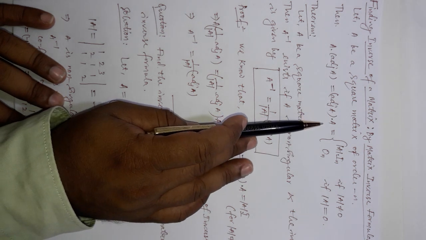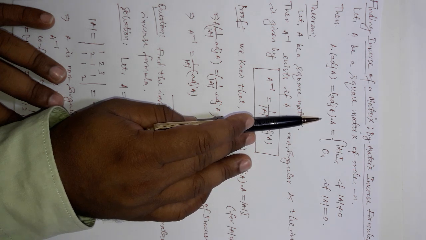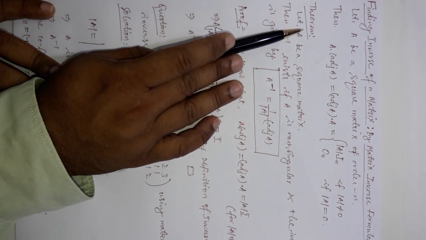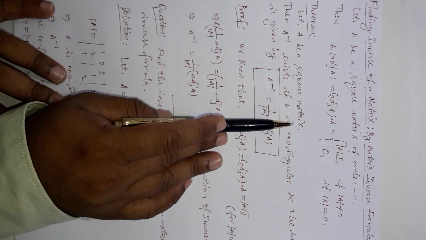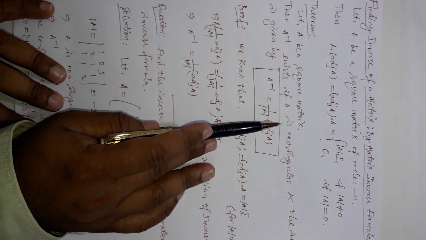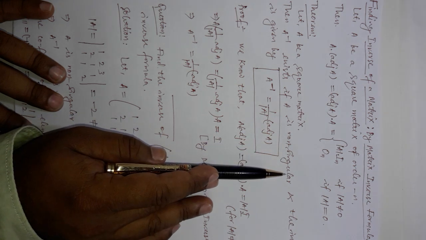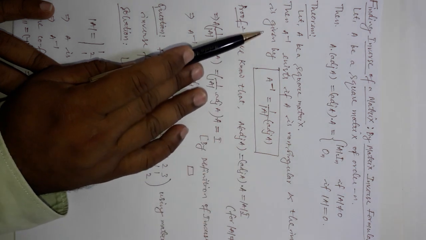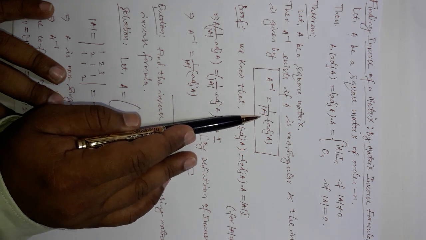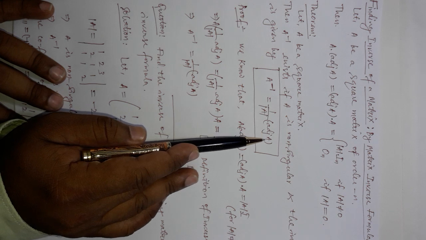So, this formula or this definition of adjoint of a matrix we are going to use to create our formula of inverse of a matrix. That formula let us discuss through this theorem. Let A be a square matrix, then A inverse exists if A is non-singular and the inverse is given by A inverse is equal to 1 by determinant of the matrix A into adjoint of the matrix A.